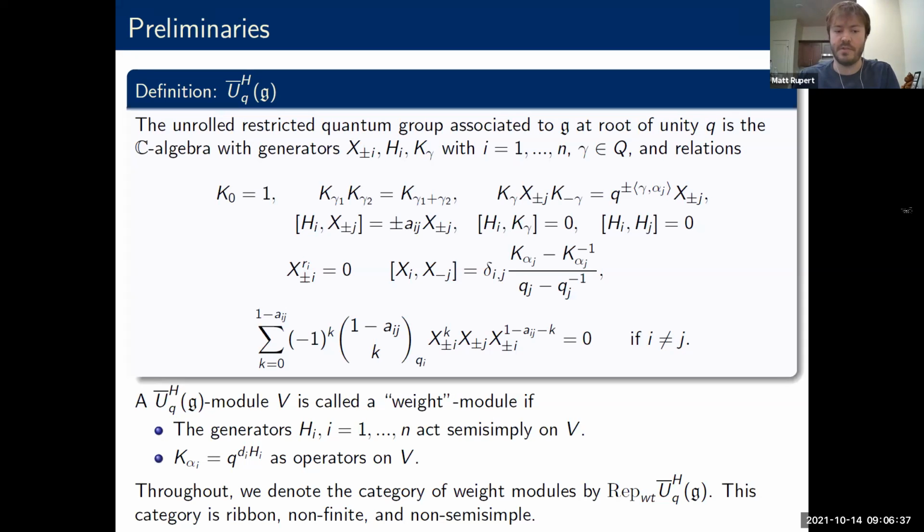We'll call a module for this quantum group a weight module if it decomposes as a direct sum of eigenspaces for the generators H_i. We'll also require that the K generators act as some sort of exponentiation of the H generators as operators on V. We'll call such modules weight modules, and throughout we'll just be considering this category of modules. This category is known to be ribbon, non-finite, and non-semisimple.